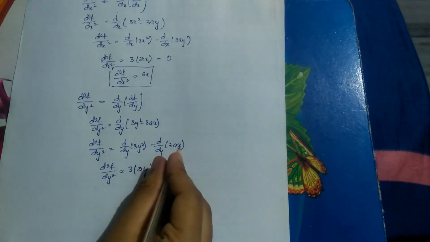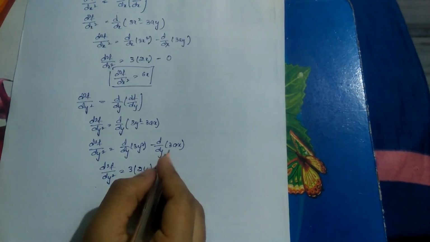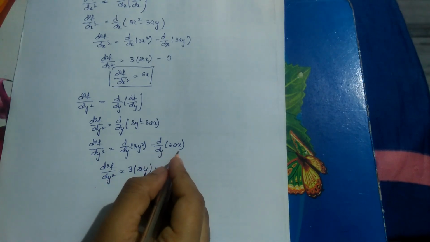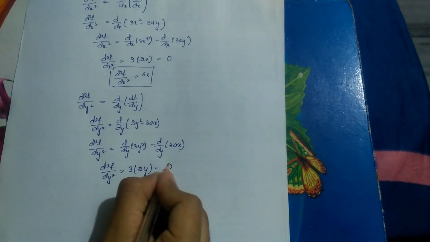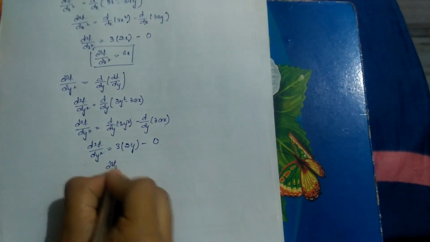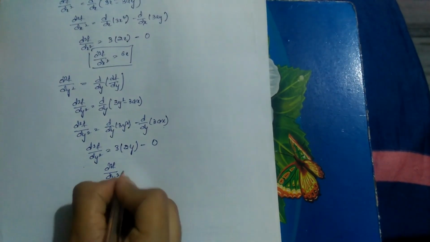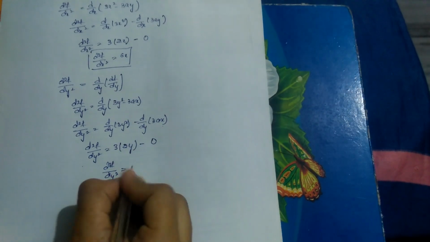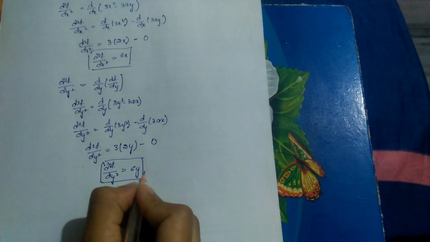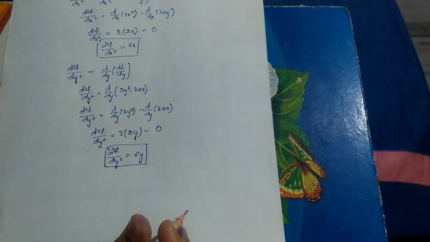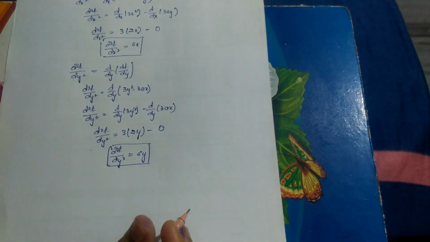Then minus 3ax is differentiated with respect to y. As there is no y variable in this term, the whole differentiation becomes 0. Then here ∂²f/∂y² is equal to 3 into 2y, that is 6y. So this is the second order partial derivative of the function f with respect to y. So we have found out the first order partial derivatives and second order partial derivatives.